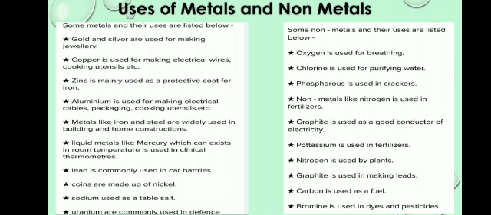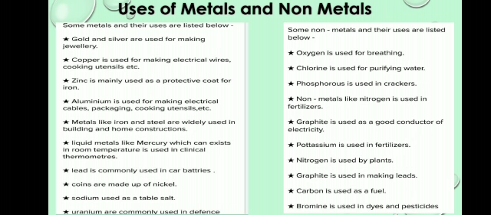Now in the last we are going to discuss some uses of metals and non-metals. Let's discuss first the uses of metals. First are gold and silver. They are used for making jewelry. Copper is used for making electrical wires and cooking utensils, etc. Zinc is used for coating iron for protection, which is also known as the galvanization process.